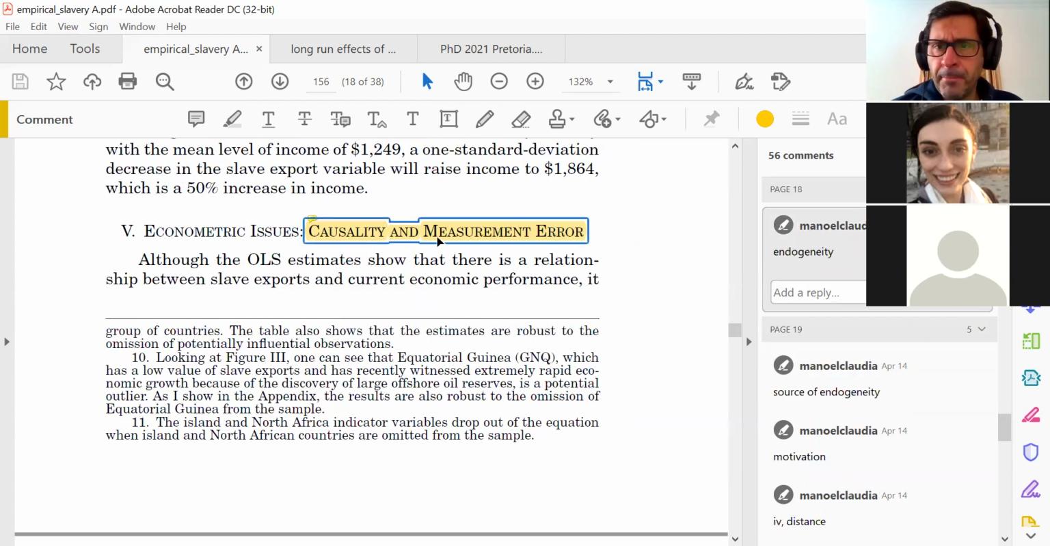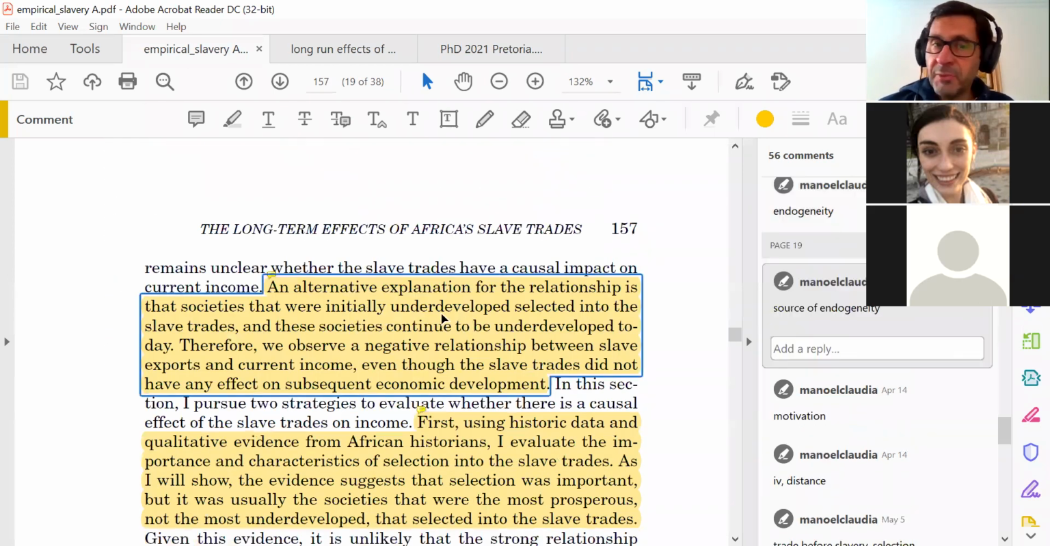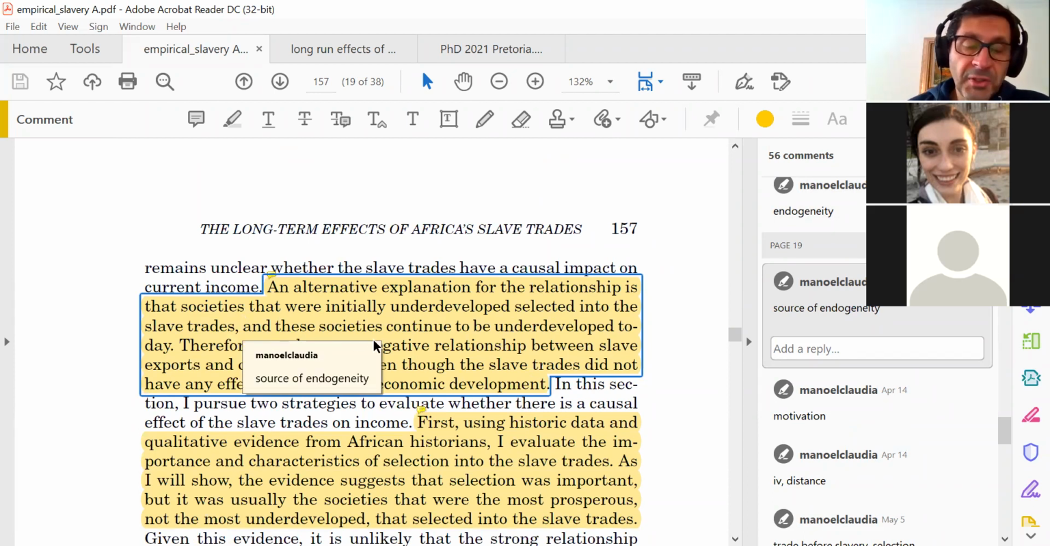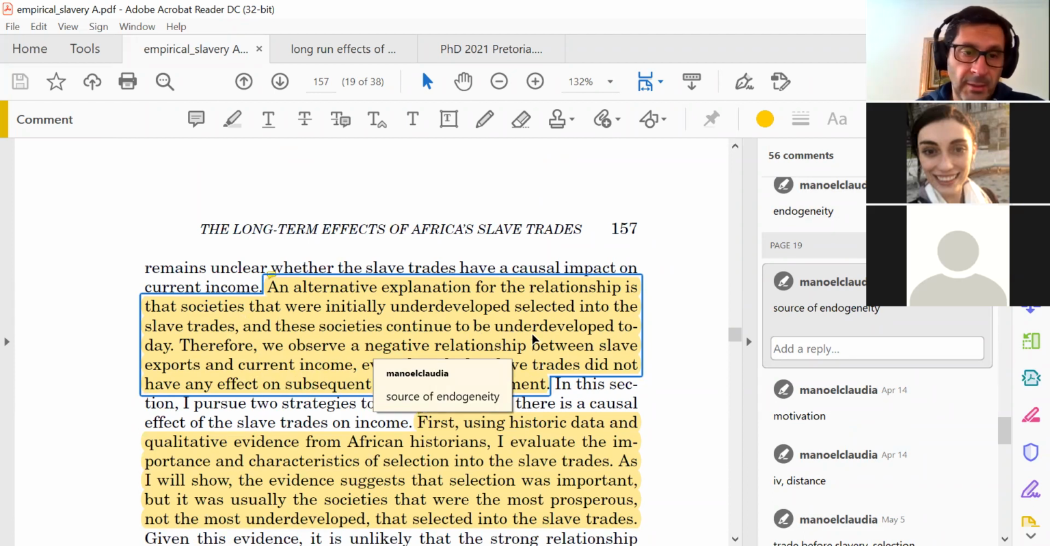And then endogeneity, causality, and measurement error. Remember, the main source of potential endogeneity there is that poor countries selected themselves into slavery, right? If that is the case, then there is obviously an endogeneity problem. So the alternative explanation for the relationship is that societies that were initially underdeveloped selected into the slave trade. Because they needed the money, right? They needed to develop themselves, and they started selling their own people, right? And these societies continue to be underdeveloped today. So there is a path dependency there.